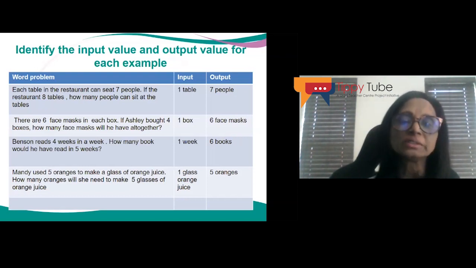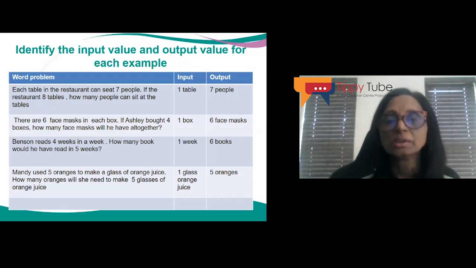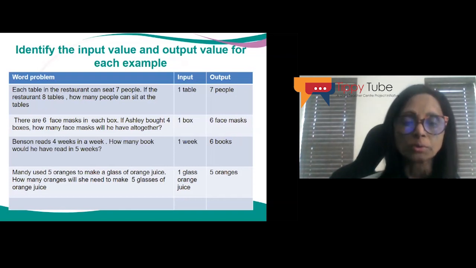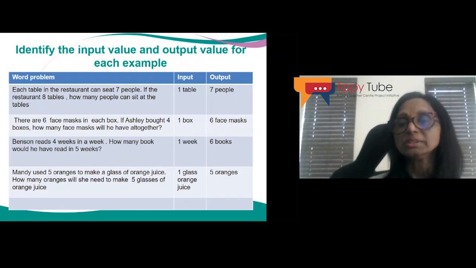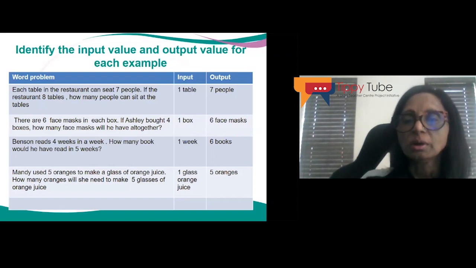There are 6 face masks in each box. If Ashley bought 4 boxes, how many face masks will he have altogether? So 1 box is your input and 6 masks is your output. Benson reads 4 books in a week. How many books would he have read in 5 weeks? So 1 week is your input and your output is 4 books. Mandy used 5 oranges to make a glass of orange juice. How many oranges would she need to make 5 glasses of orange juice? The 1 glass of orange juice is your input and 5 oranges is your output.